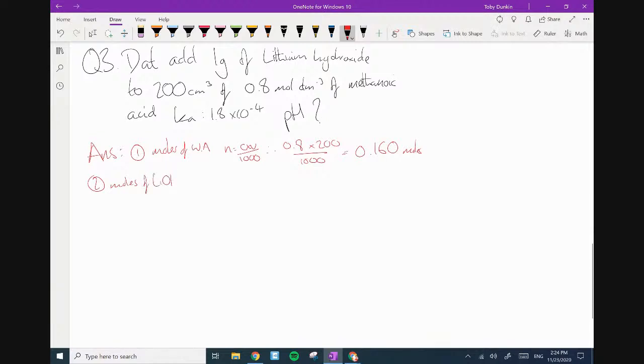Moles of lithium hydroxide. Number of moles is grams over Mr. And I gave you 1 gram over, and I've got to work out the relative formula mass because it's ionic. Lithium is 6.9. Add that to oxygen at 16.0 and hydrogen, which is 1.0. There's going to be a mark for that in the exam. 6.9 plus 16 plus 1. So that total, there's a mark for this number, and if you forget to write it down, you will lose the mark. 23.9. So I'm going to divide 1 by 23.9.